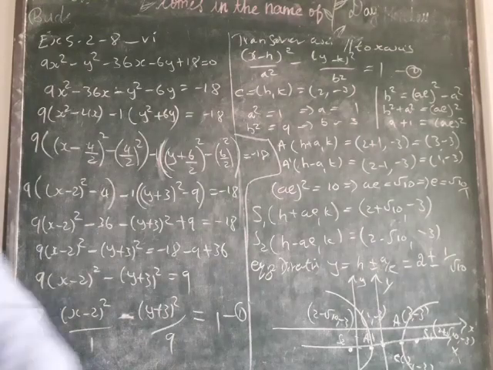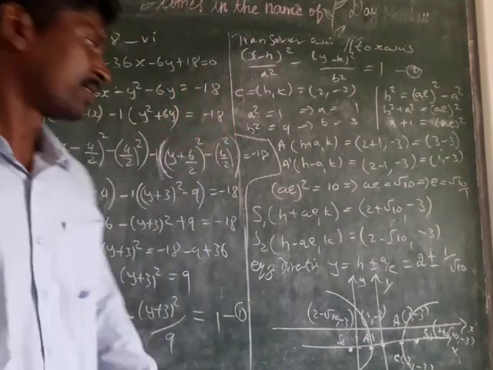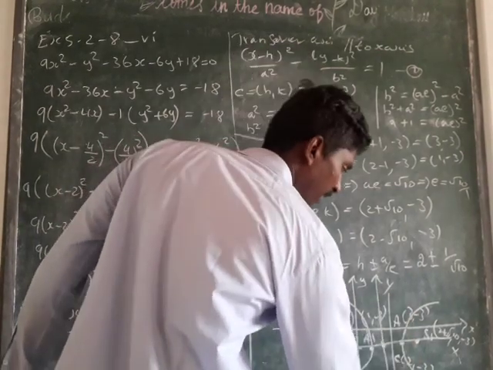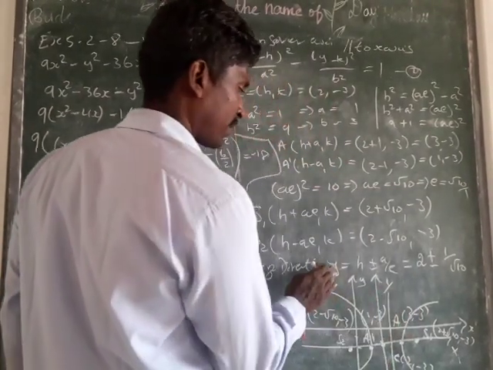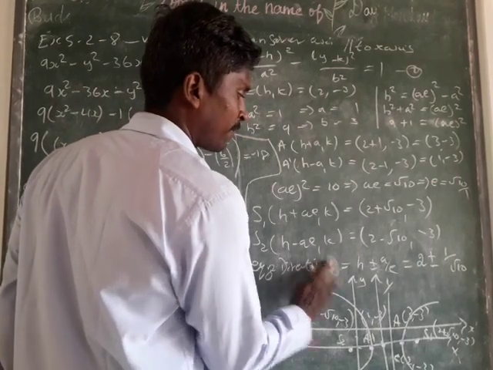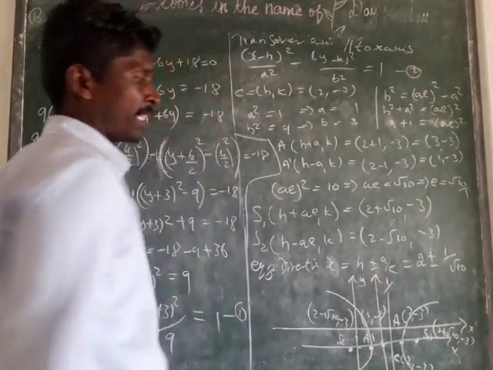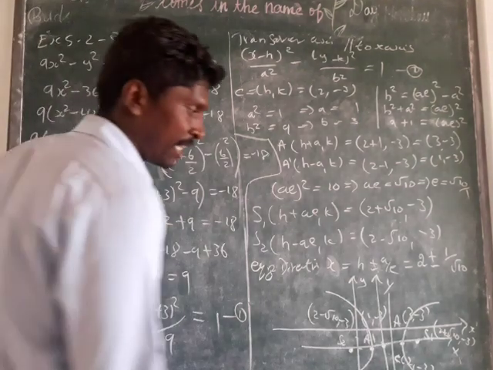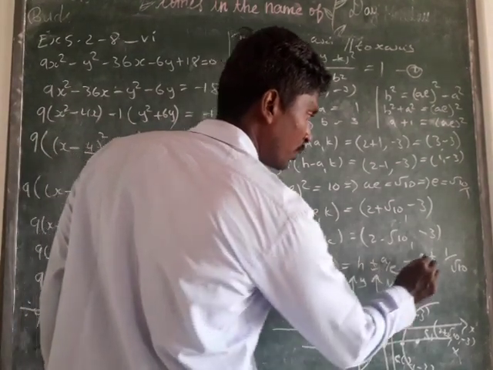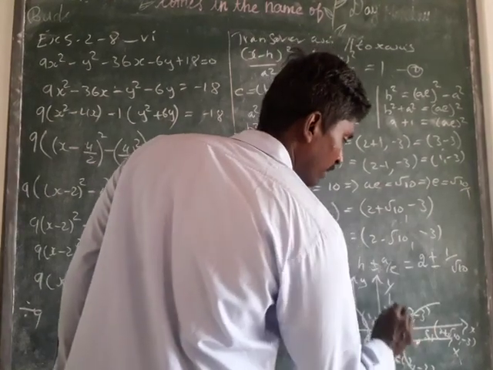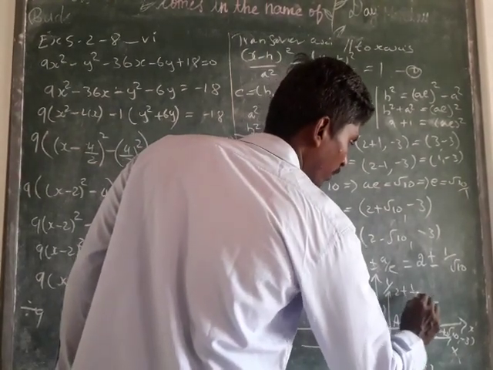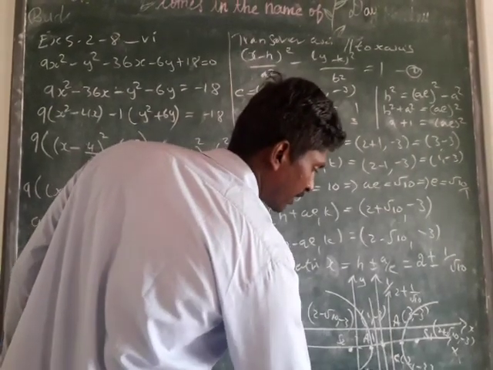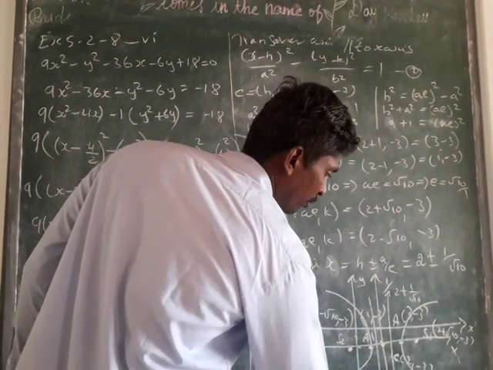Then the equation of the directrix: 2 plus 1 by root 10. Just near the directrix, A is here, so one directrix will come here. That is equal to what? x equal to, sorry, x equal to h plus or minus a by e. So the first value is 2 plus 1 by root 10. Then we take one more directrix here, which becomes x equal to 2 minus 1 by root 10.